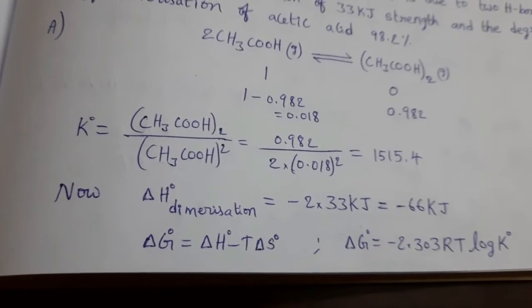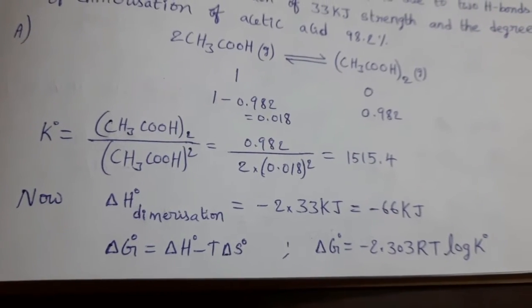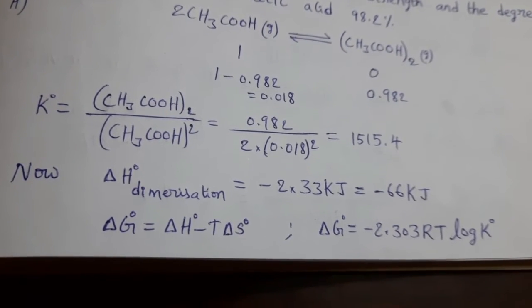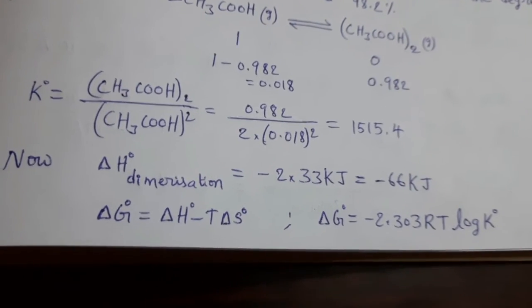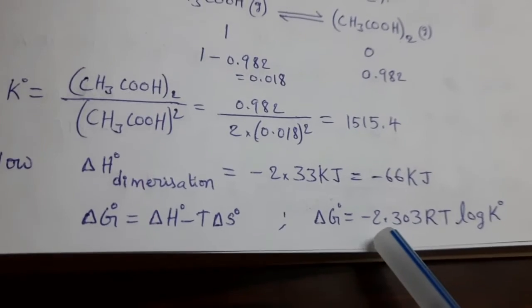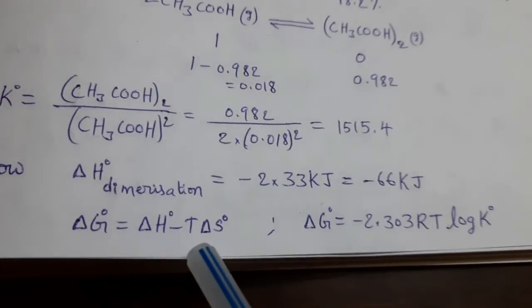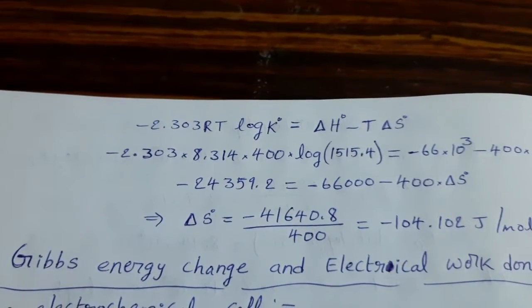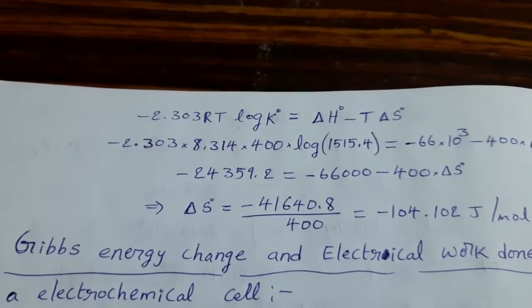Delta G naught equal to delta H naught minus T delta S naught, and standard change in Gibbs energy delta G naught equal to minus 2.303 RT log K naught. Here left side terms are equal, so we can equalize right hand side terms. Say this, minus 2.303 RT log K naught equal to delta H naught minus T delta S naught.